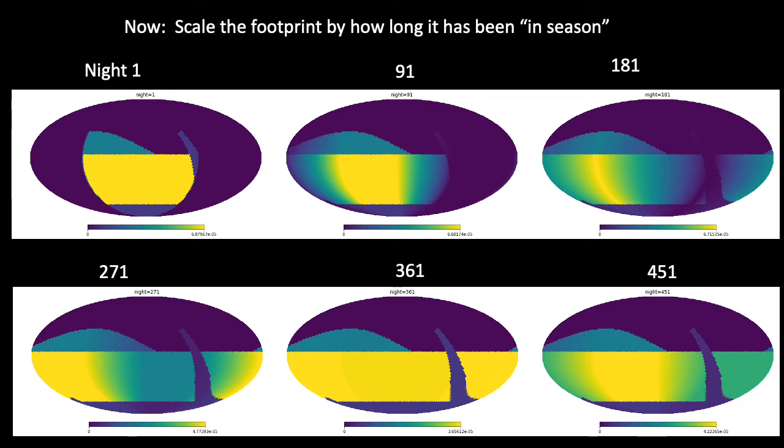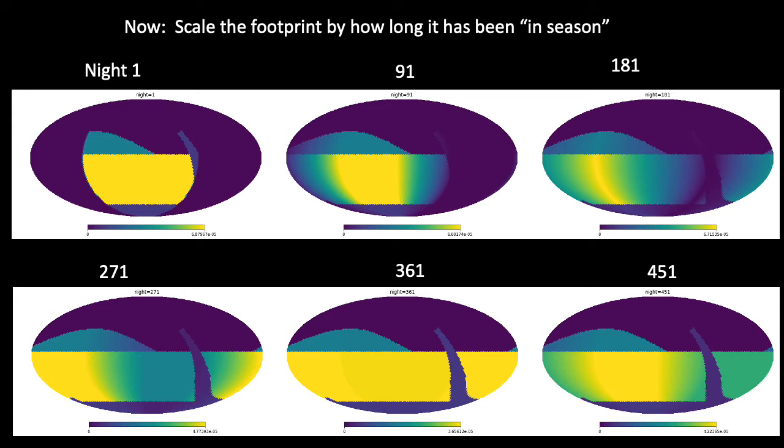Now instead of a single static footprint, our footprint evolves with time like this. There in the upper left, you can see night 1. We only want the scheduler to maintain a footprint that would have been possible for night 1. As time progresses from left to right, top to bottom, you can see after 361 days, it looks almost exactly like it did before. And so now the footprint is maintainable and actually reasonable.